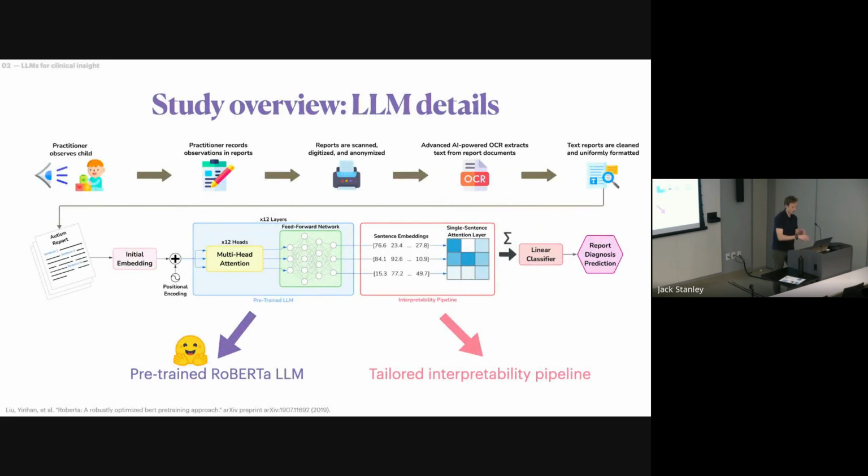So this is just a high-level overview of the LLM pipeline. I'm going to go much more into detail in a couple slides of this interpretability pipeline, but suffice to say, for now, we first started with a pre-trained Roberta-based language model. Again, pre-trained just on general text information. And this formed really the central basis of our approach. And then we added some interpretability pipelines as well, which I'll detail in a bit.